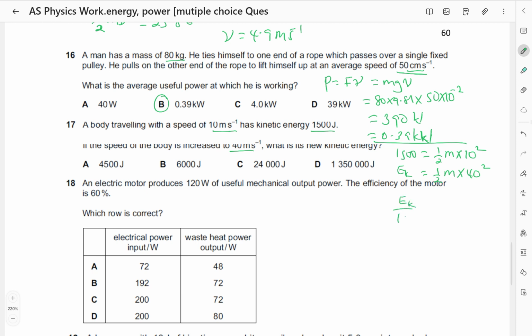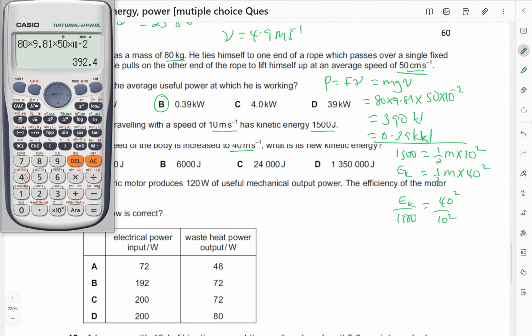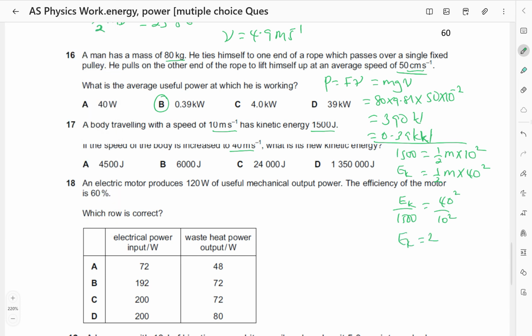So I just divide the two equations. Ek over 1500 will be equal to a half m was cancelled, so I have 40 squared over 10 squared. So 40 squared divided by 10 squared is 16, times 1500, which is 24,000. So Ek is going to be equal to 24,000 joules. So the answer is going to be C.